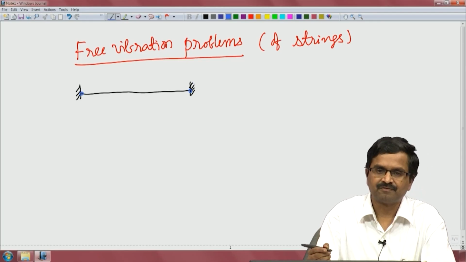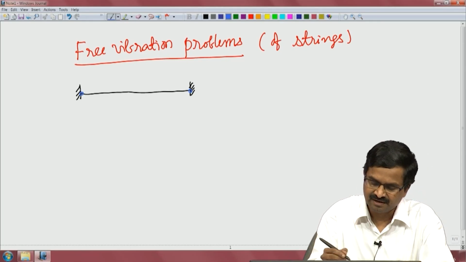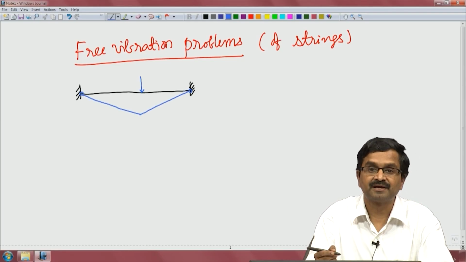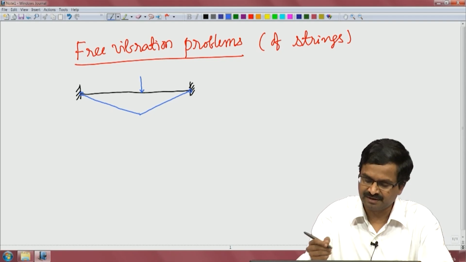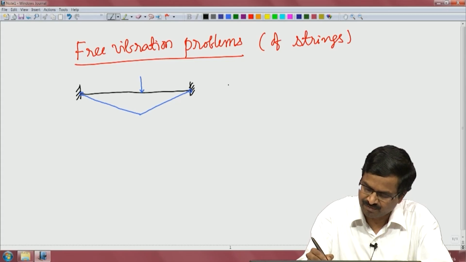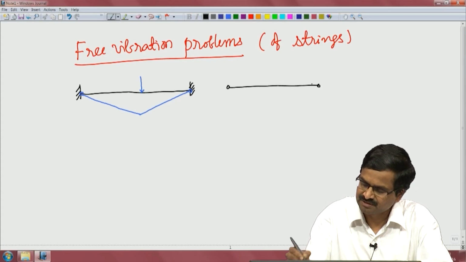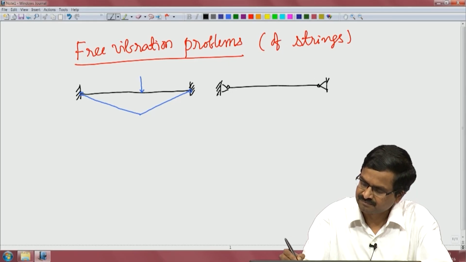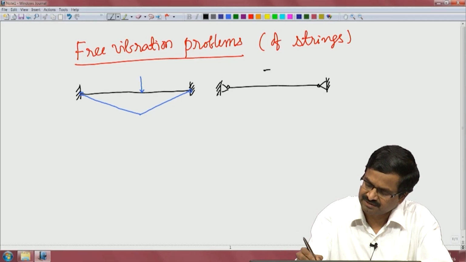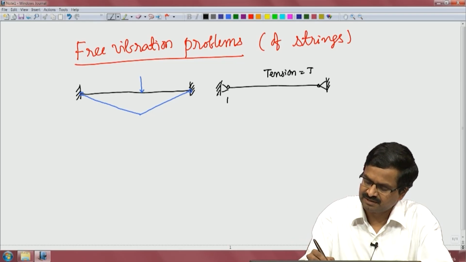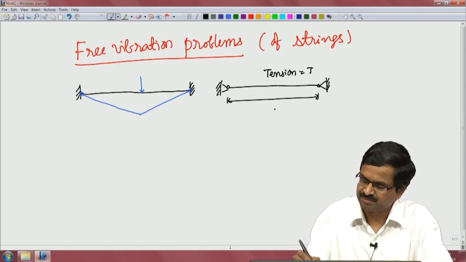A string does not have any bending strength, in the sense that if I apply a force here, a string is going to deform like this. It does not bend like a beam does, it just goes like that. Okay. Now, so that is why we can show whichever way we want. Between 2 points we have a string, okay, and there is tension in it. There is a pre-tension equal to T. Let us take this length to be L.